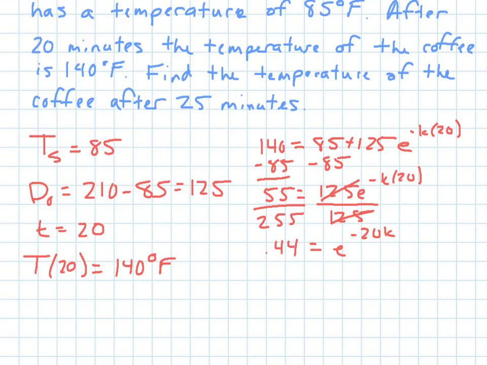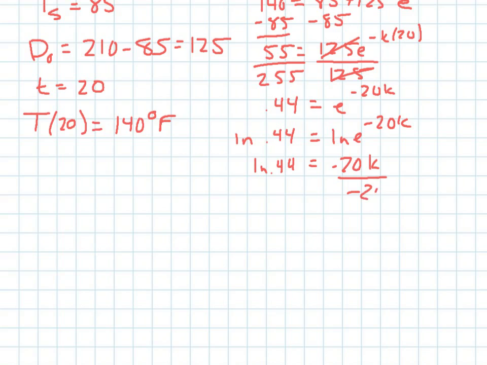Now, because I have a base of e, if I took both sides to the ln power, or took the ln of both sides, then my ln of e would go away, and I'm left with just negative 20k on the right. Now you can divide both sides by negative 20. So k will equal a non-repeating decimal. I'm just going to write it down as 0.041. I'm not going to round it in my calculator because I want to be as exact as possible.